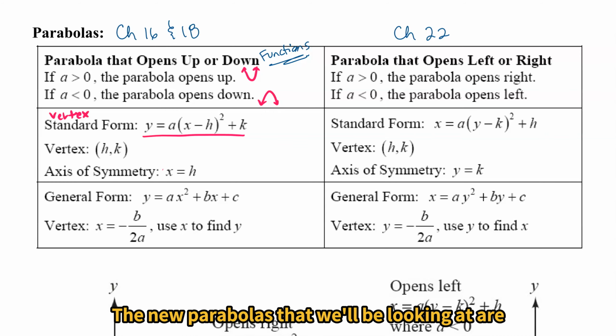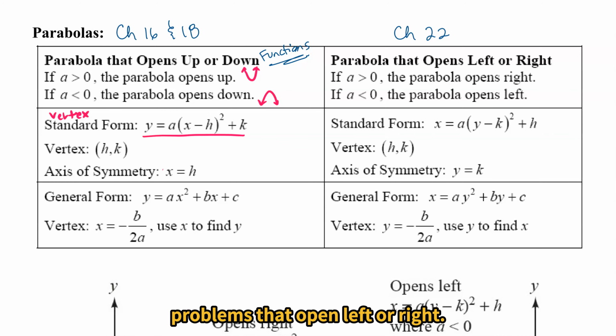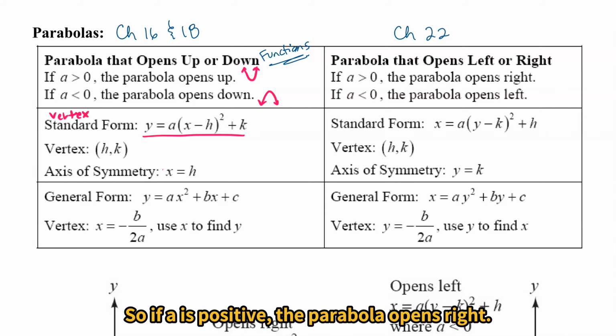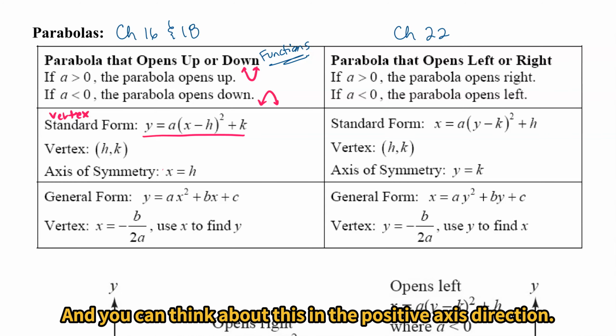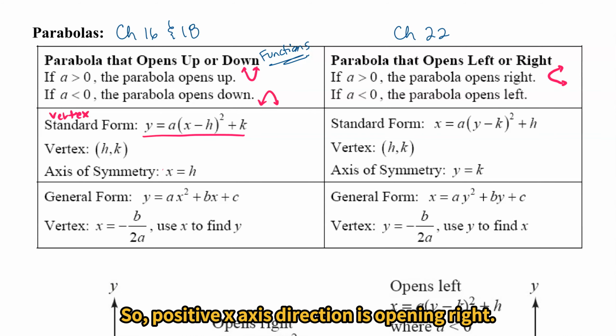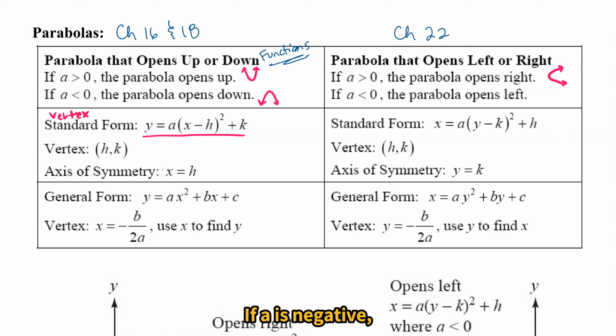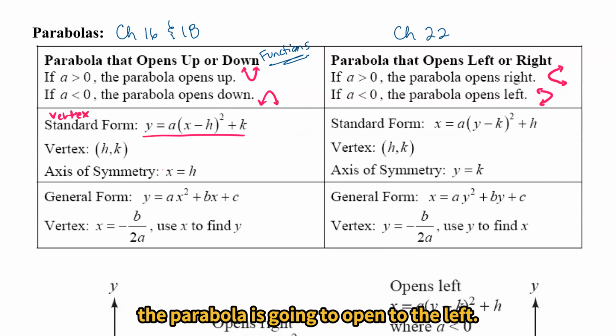The new parabolas that we'll be looking at are parabolas that open left or right. So if a is positive, the parabola opens right. And you can think about this in the positive axis direction. So positive x-axis direction, it's opening right. If a is negative, the parabola is going to open to the left.